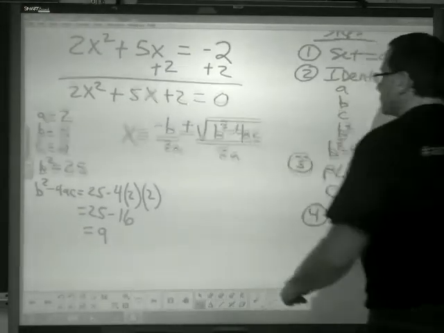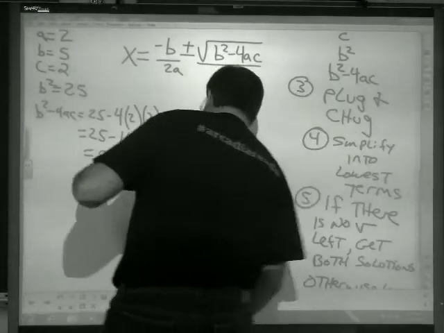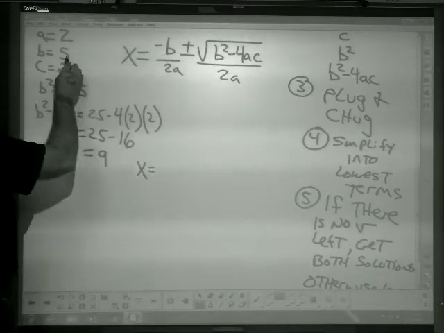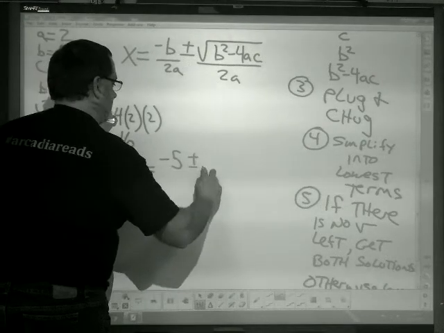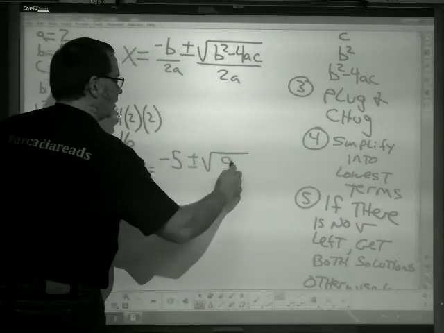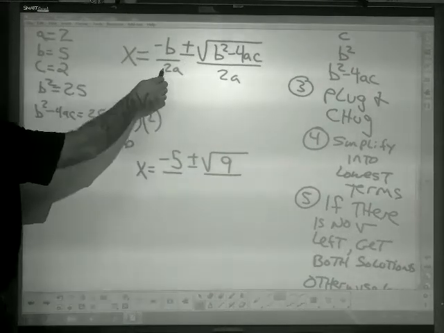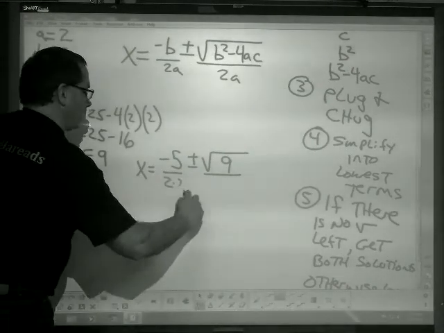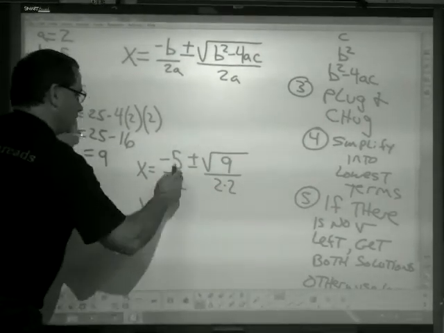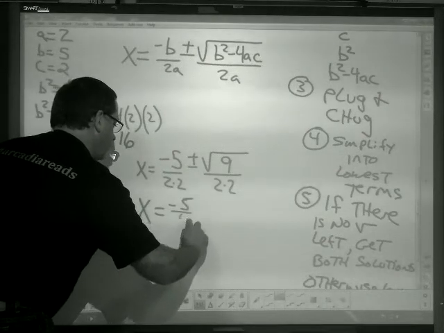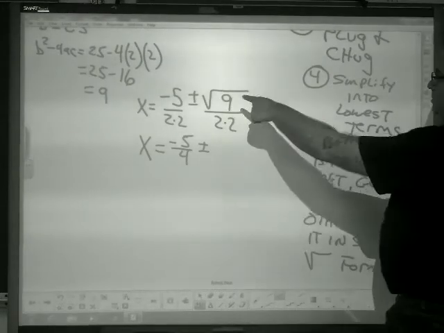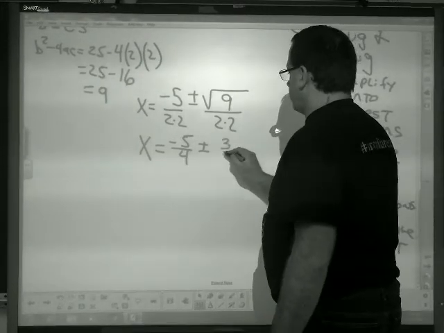All right, so plug and chug. So let's get this going. X equals opposite sign b, which is -5, plus or minus the square root of, I already did this mess right here, it's 9, all over 2 times a. And so that's 2, I'm going to write that as 2 times 2, just so you can see where I got that coming from. So x equals, let's clean it up a little bit, -5 over 4, plus or minus, ooh, this is going to work out nice. Square root of 9 is 3 over 4.